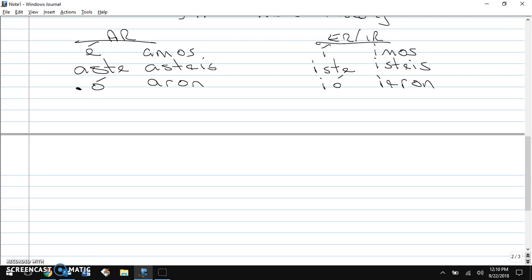A couple things to look at accent-wise. First and third person singular both have accents, and it's always on the last letter. That will help you remember it's on the o and not the i. Now let's look at some examples.